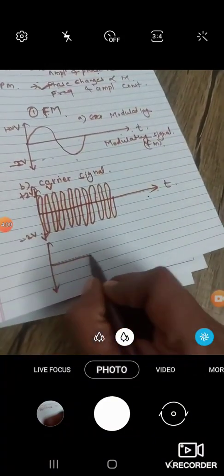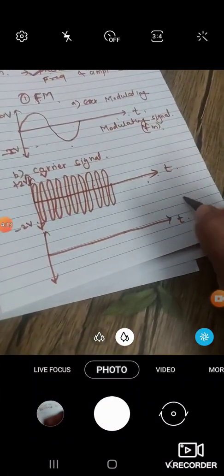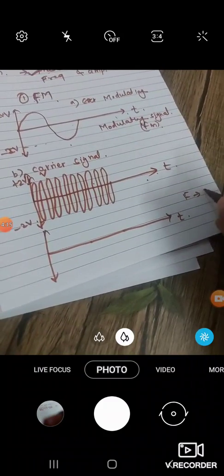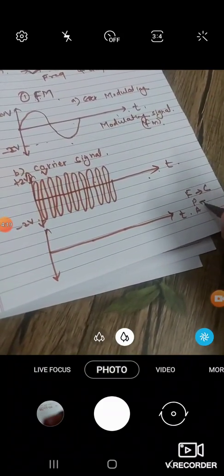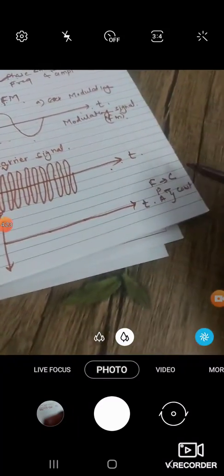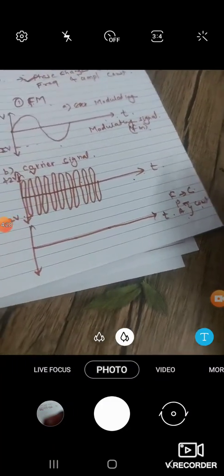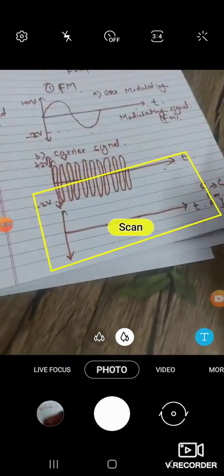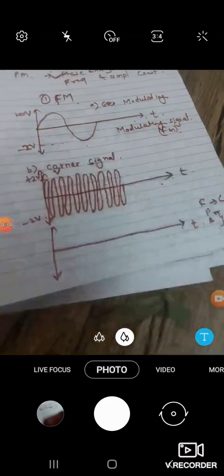आता frequency modulated signal चा concept काय? What happens in frequency modulation? Frequency is changing, phase and amplitude remain constant. Only frequency is changing, phase and amplitude of the signal remain constant, same as that of which signal? It will remain the same as that of the carrier signal.